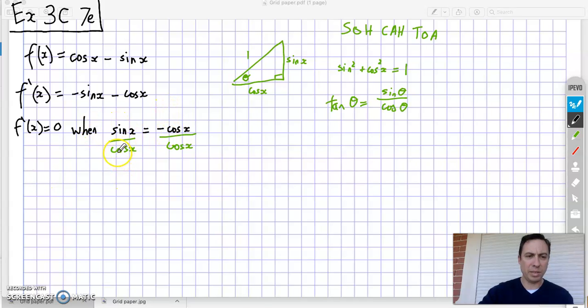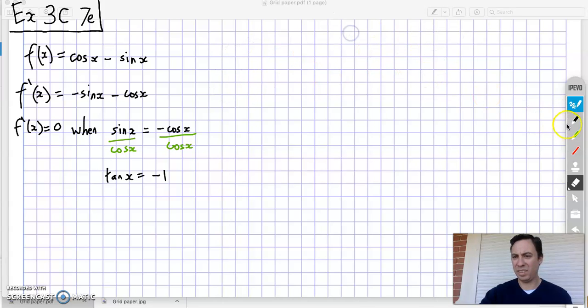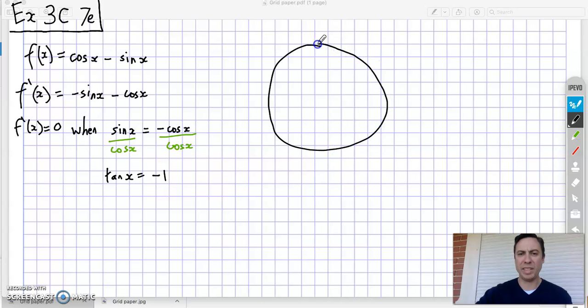So f prime of x will equal 0 when tan of x equals cos divide cos minus 1, right? And I'm going to make some room because I like to draw circles. The unit circle is going to be quite useful. By the way, I could have just thought about this top bit, sine of x equal minus cos of x. I think I can still find the solutions on the unit circle fairly easily.